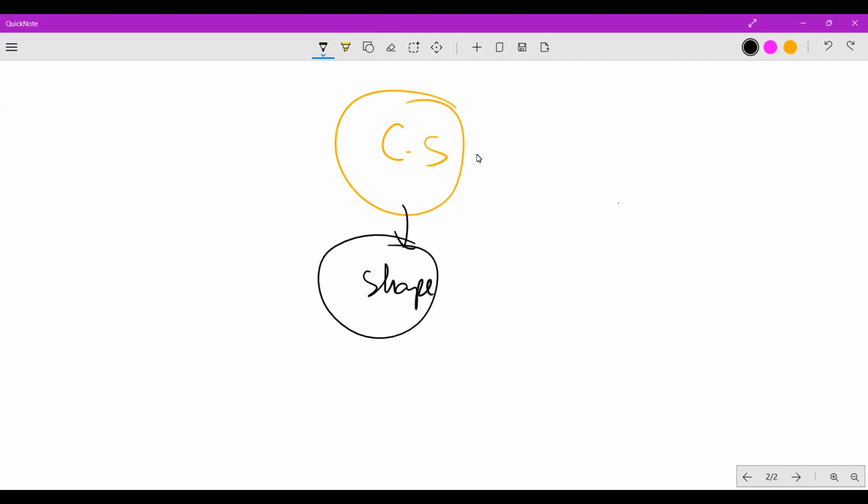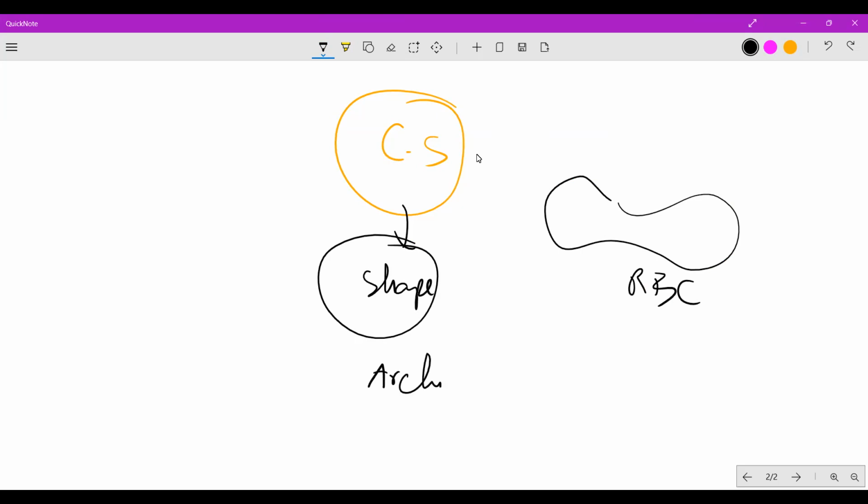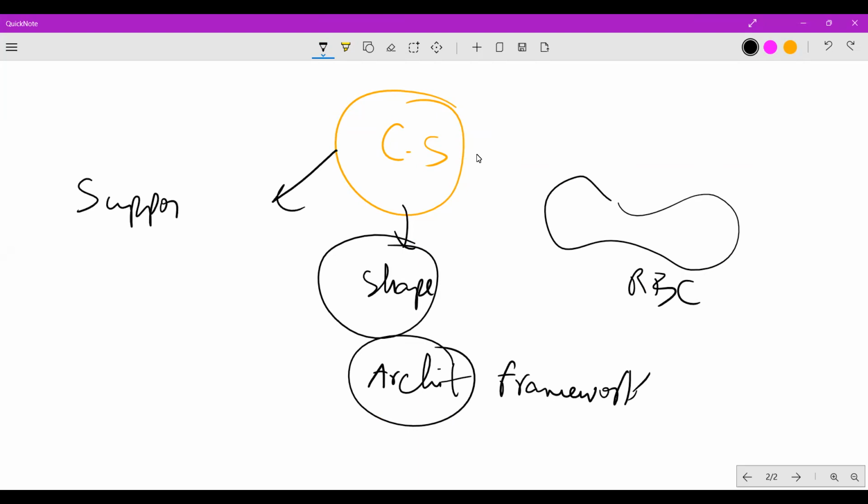We know the RBC is biconcave. So who determines the shape of the RBC? We know it is the cytoskeleton. They determine the shape of the cell. They are responsible for the entire architecture of the cell. They provide the architectural framework and shape to the cell. They provide support to the plasma membrane.